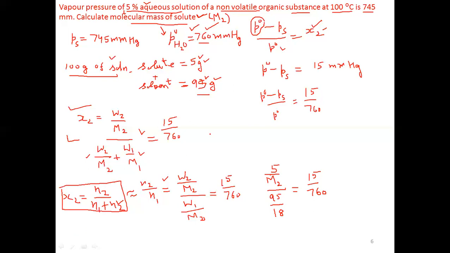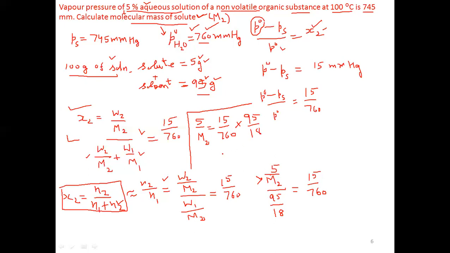Or we can write 5 by m2. So 5 divided by m2 is equal to, this denominator will go to the right hand side, 15 divided by 760. No need to follow the specific method I am using. You can solve it by any method you feel comfortable with. We just have to calculate m2 from this: 5 by 760 into 95 by 18.